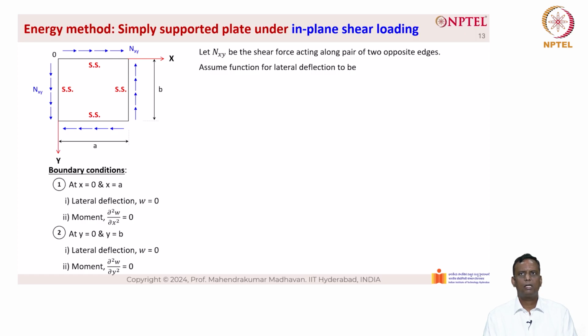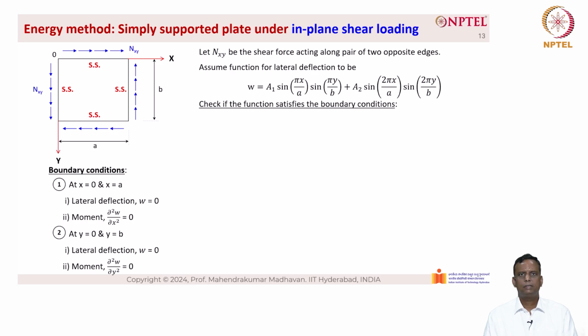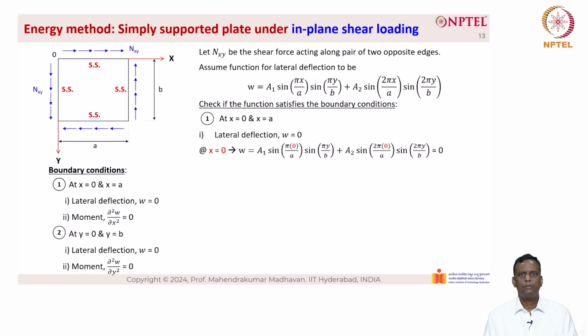Assume the function for lateral deflection to be w equal to a1 into sin pi x by a into sin pi y by b plus a2 into sin 2 pi x by a into sin 2 pi y by b. Check if the function satisfies the boundary conditions. At x equal to 0 and at x equal to a, the lateral deflection w equal to 0. At x equal to 0, we have w equal to a1 into sin pi of 0 by a into sin pi y by b plus a2 into sin 2 pi of 0 by a into sin 2 pi y by b, which is equal to 0.